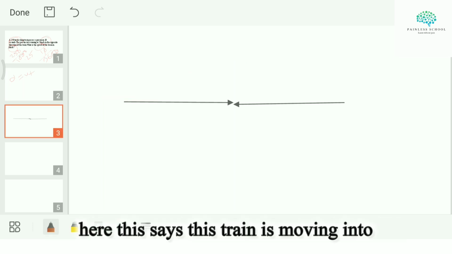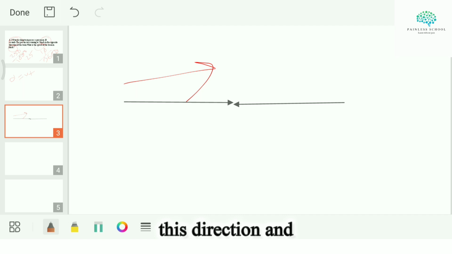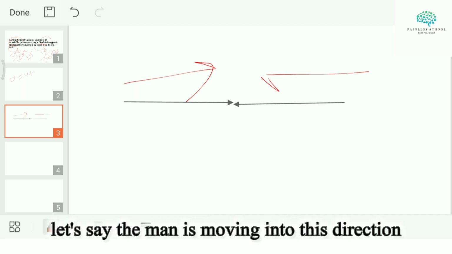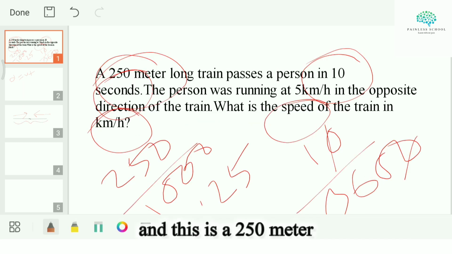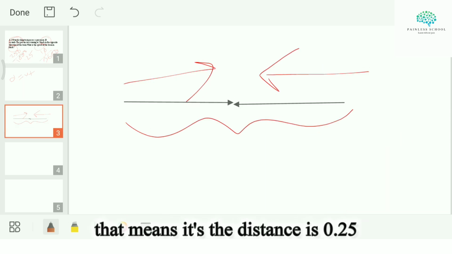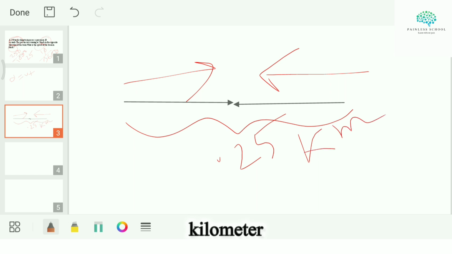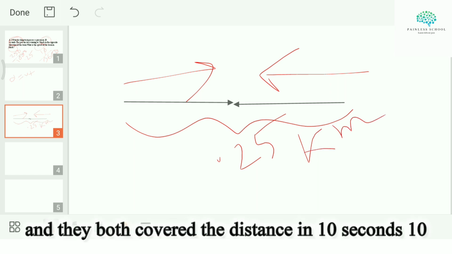This train is moving in this direction, and let's say the man is moving in this direction, and we have a common distance, and this is 250 meters. That means the distance is 0.25 kilometer, and they both covered the distance in 10 seconds.